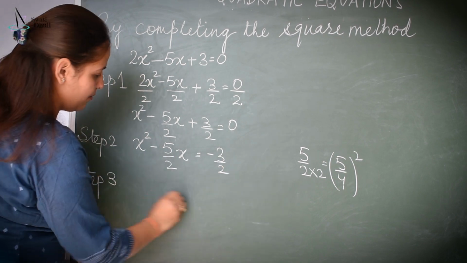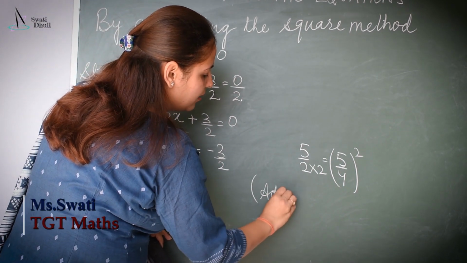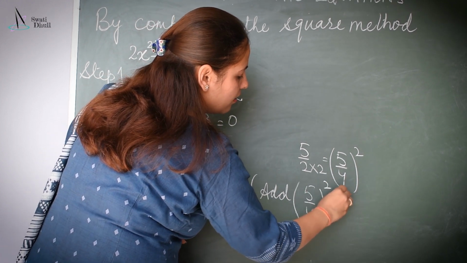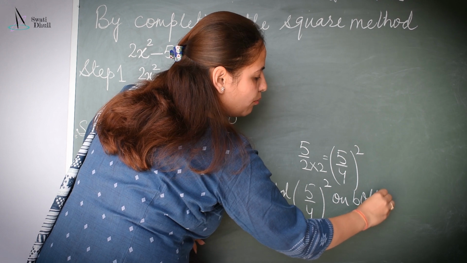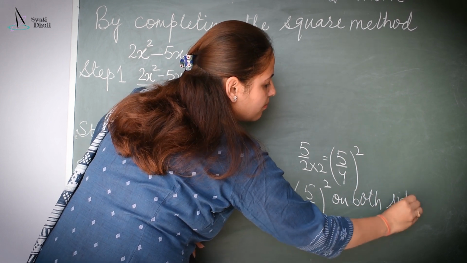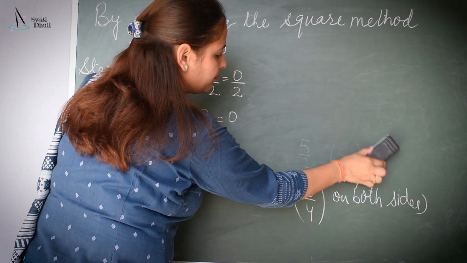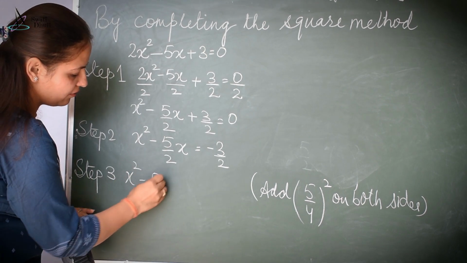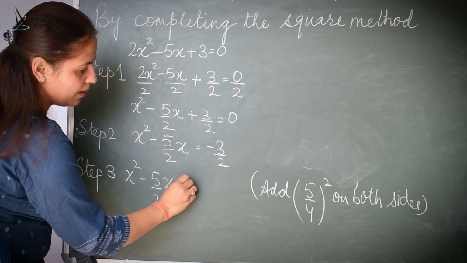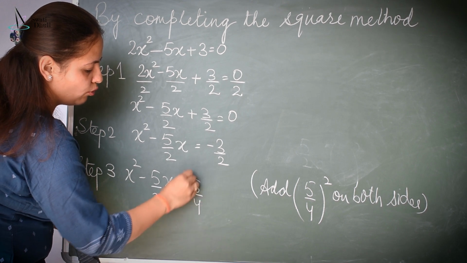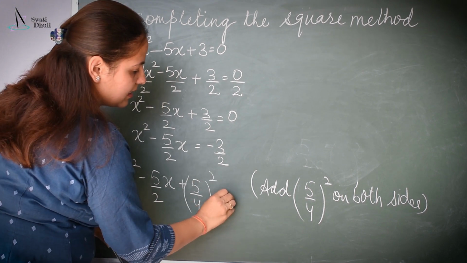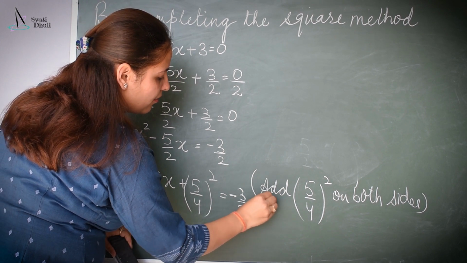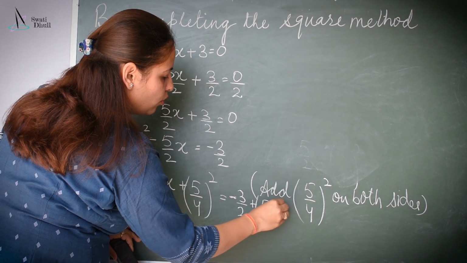So the third step will be you have to add 5 by 4 whole square on both the sides. So when you add, x square minus 5 by 2x plus 5 by 4 whole square is equal to minus 3 by 2 plus 5 by 4 whole square.